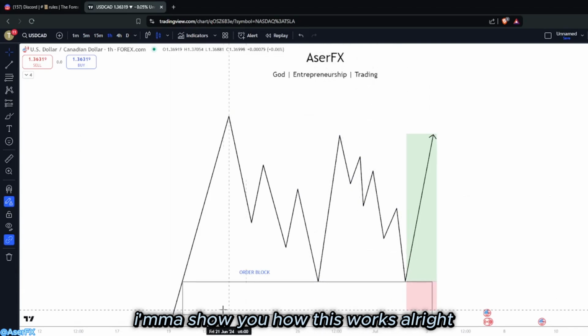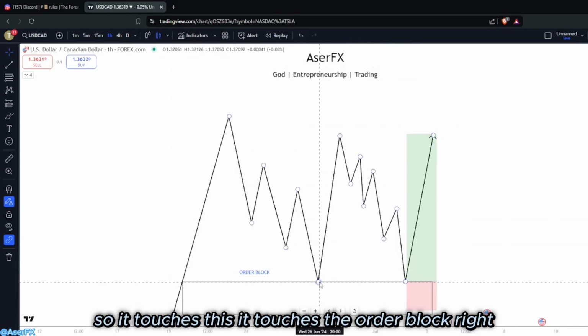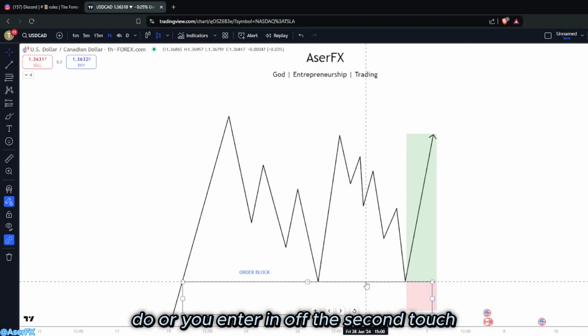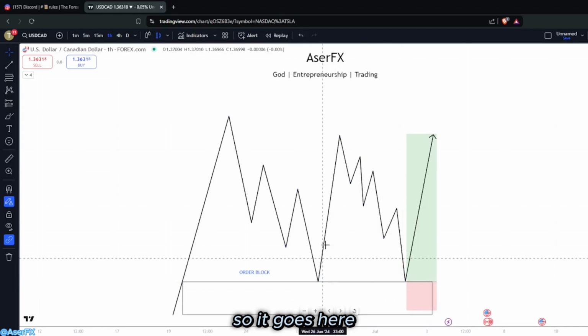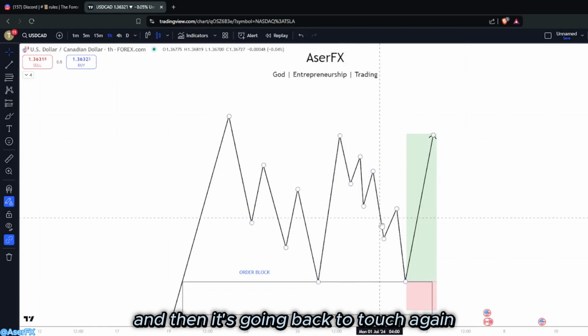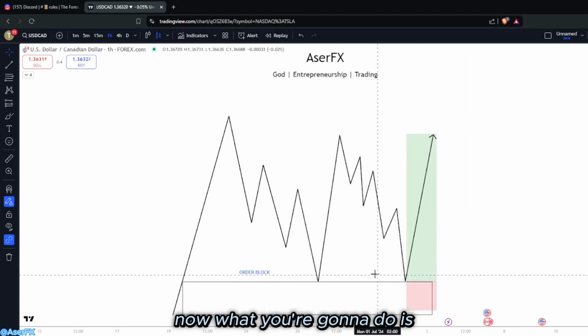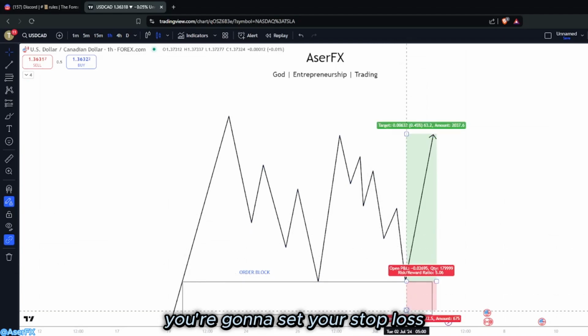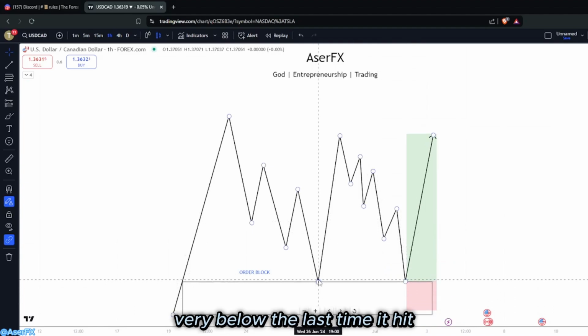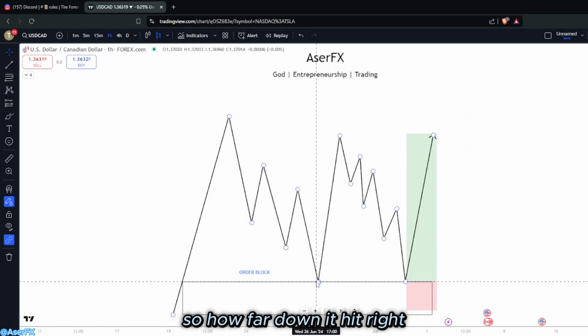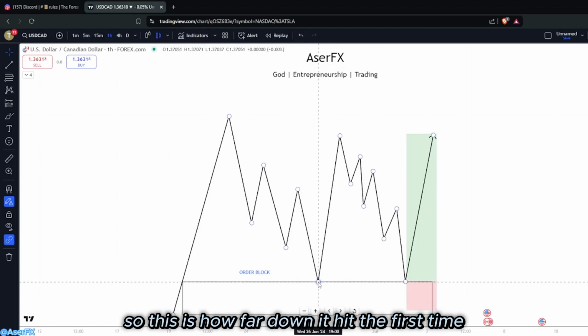Now I'm going to show you how this works, all right? So it touches the order block, right? It has to be the first touch, and then you enter off the second touch. So it goes here, and then it's going back to touch again. Now what you're going to do is set your stop loss below the last time it hit, so how far down it hit, right? So this is how far down it hit the first time.